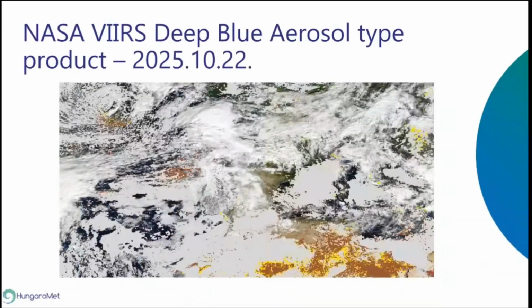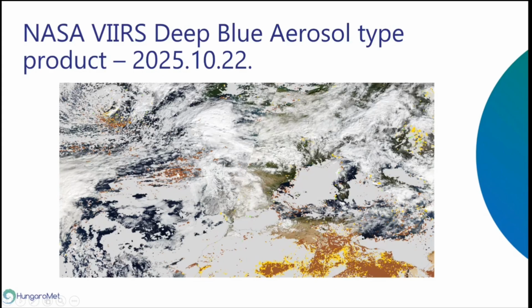So I started to look whether we can really find anything there. And what I found is there are some automatic products, algorithms, which try to detect the aerosol and also define the type. So this is the NASA VIIRS Deep Blue aerosol type product, which you can see overlaid on the clouds. And because this is 2 overpasses of a polar satellite, it's not so easy to see it, but this is Spain.